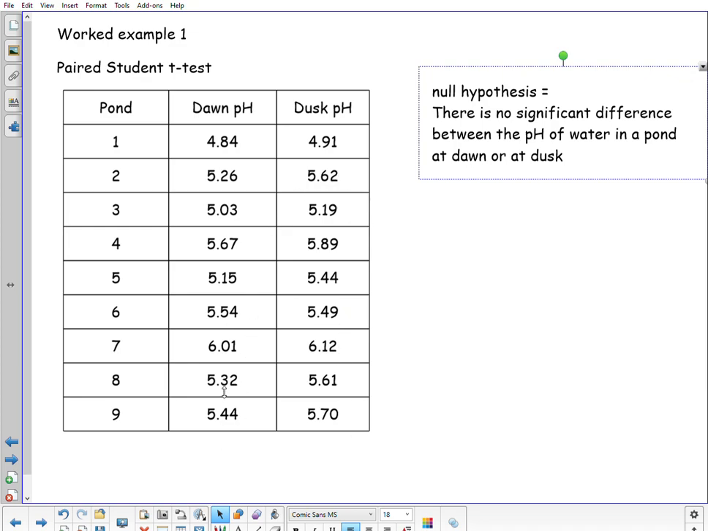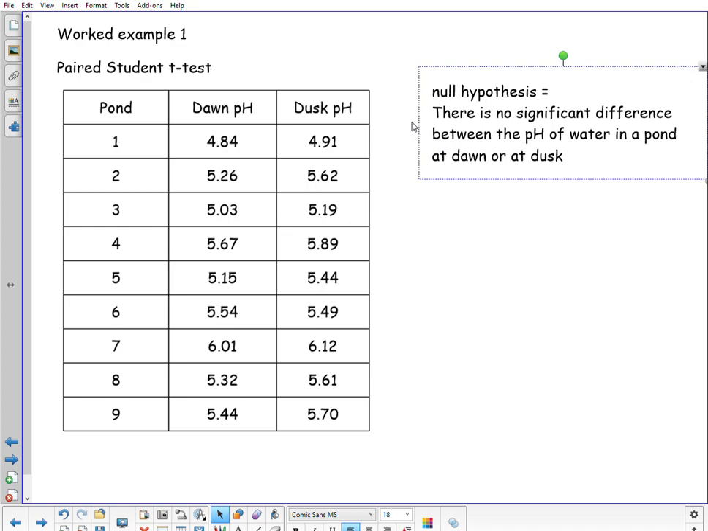Are they significantly different? Our null hypothesis says no. There is no significant difference in the pH of water in a pond at dawn or at dusk. What we are going to do is use the paired t-test to decide whether that is true or not. So first thing we need to do is calculate all of the differences.